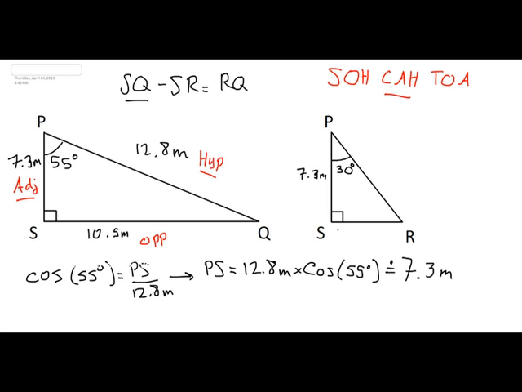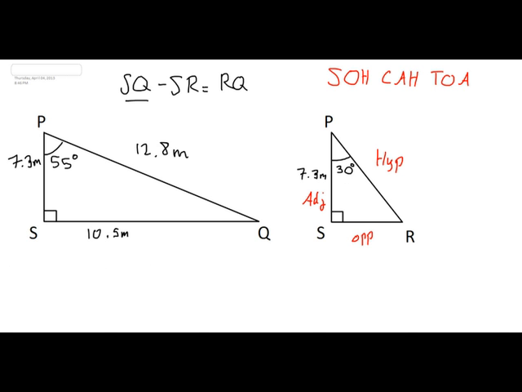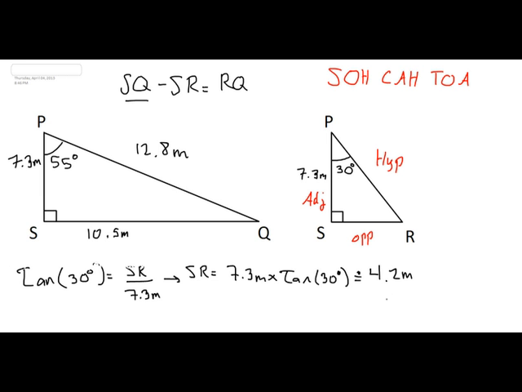The last step is to find the length SR. So pause the video and give that a try. So what we're interested in looking for here is SR. We know our adjacent side, so that's the tan function. So the tan of 30 is SR over 7.3 meters. Using algebra, SR is equal to 7.3 meters times the tan of 30 degrees, which gives us an approximation to 1/10 of 4.2 meters.